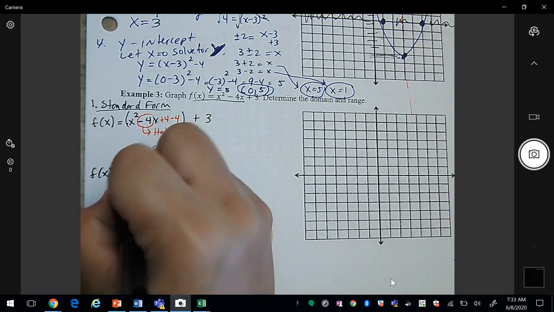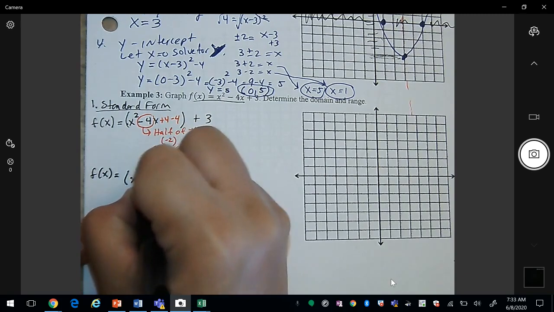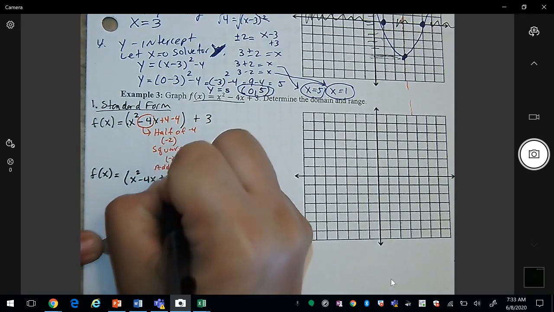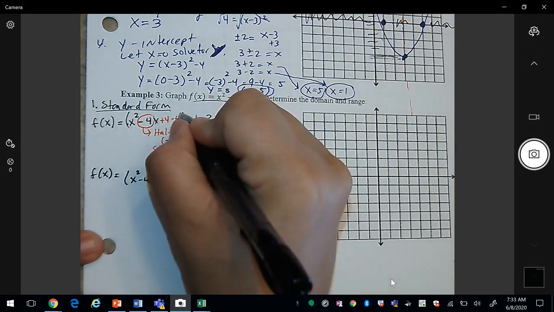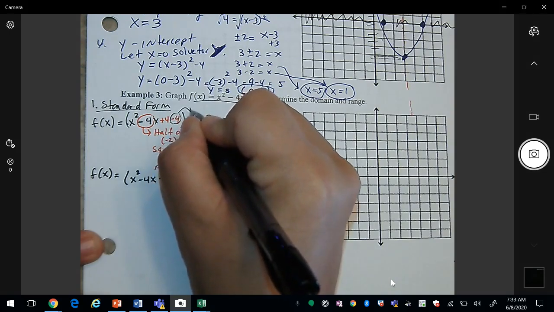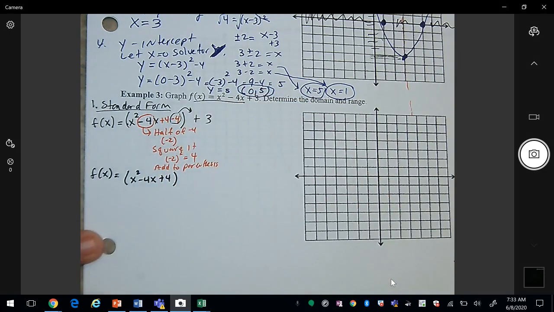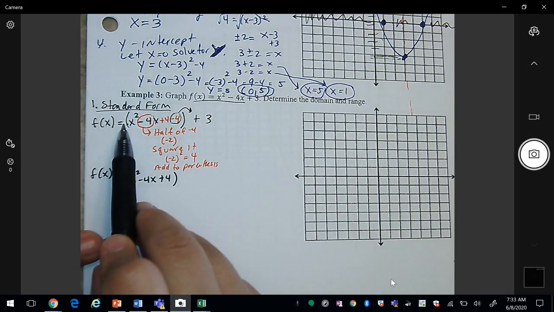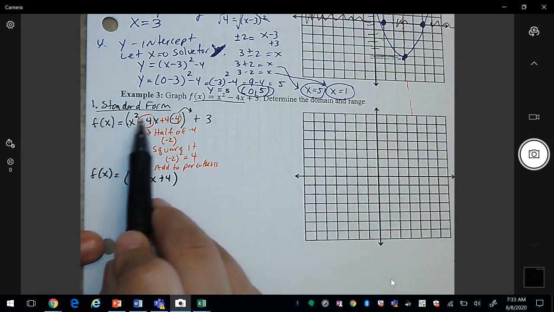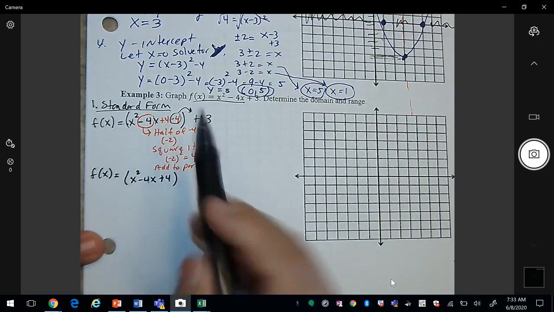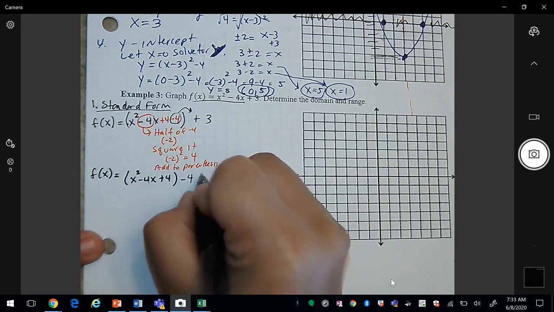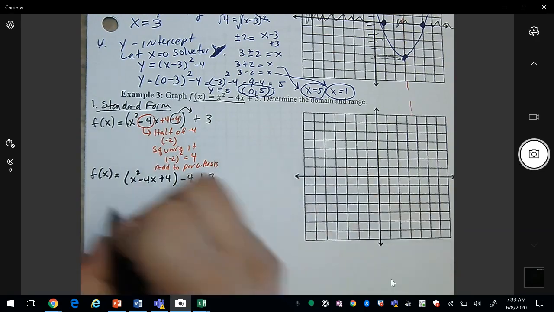Okay, so then what we want to do is we're going to keep the positive 4 in the parentheses. And then we want to remove the negative 4. So this negative 4, we're going to bring outside. But if there's something out here in this parentheses, before we remove it, we would have to multiply it. And in this case, there's a 1 here. So 1 times negative 4 is just negative 4. And then we have our plus 3.